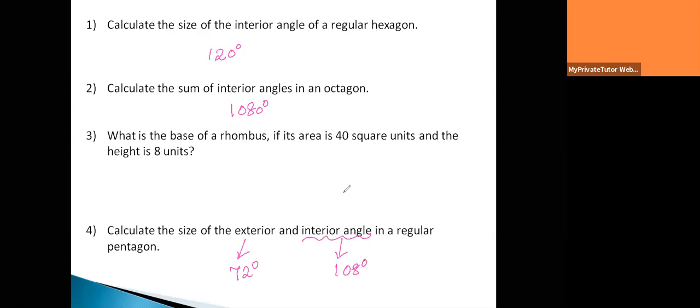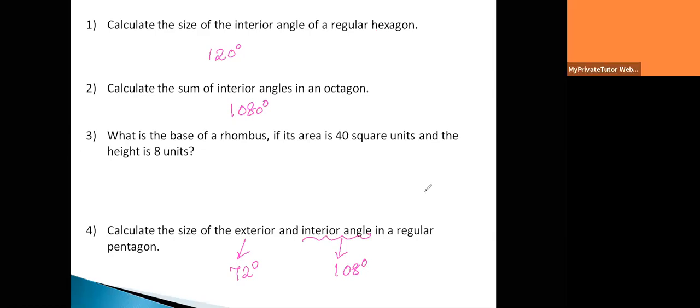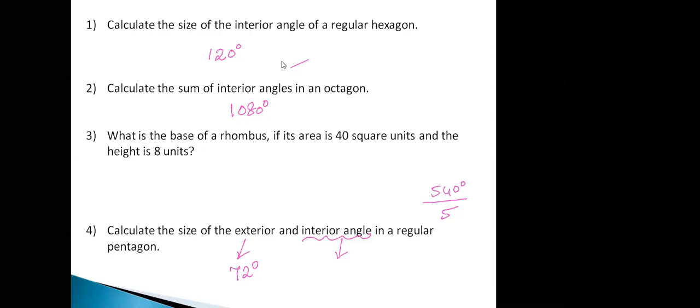You understand both? Yes, sir. How to find the size? Okay, you know that 540 is the total sum of interior angles. You need to divide by the total sides. Total sides are 5, right? So what is 540 divided by 5? You understand now, Joseph? Yes, sir. Thank you, sir. Yeah, great.